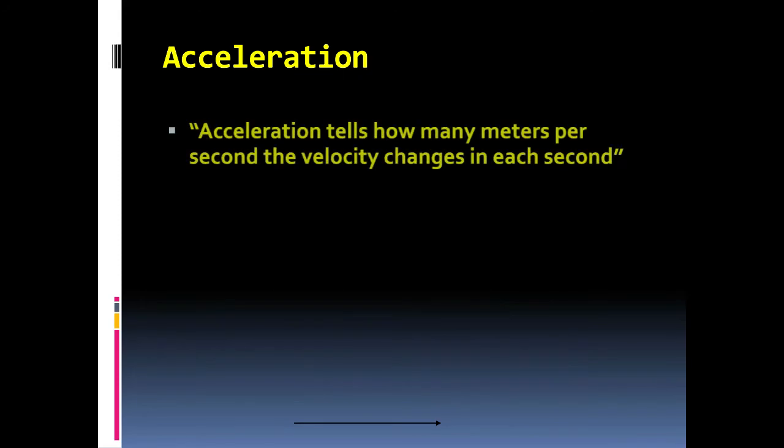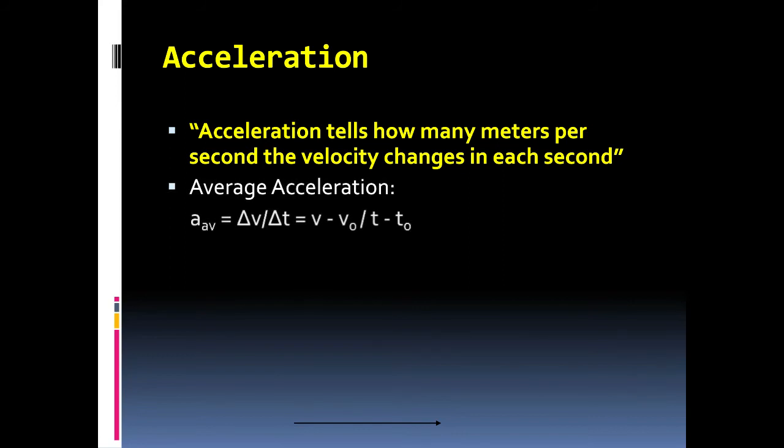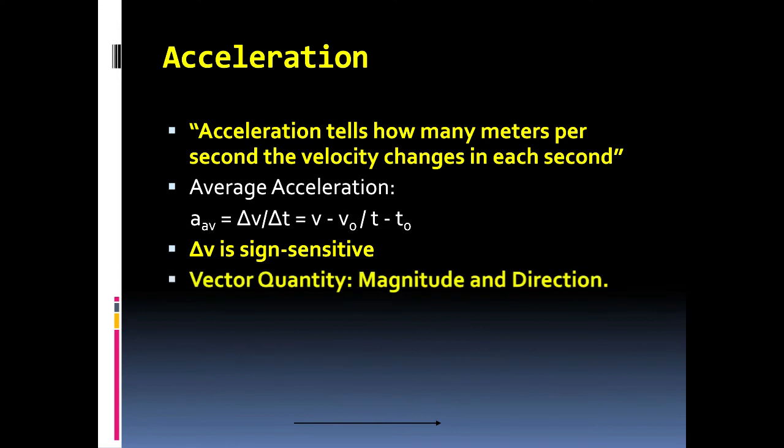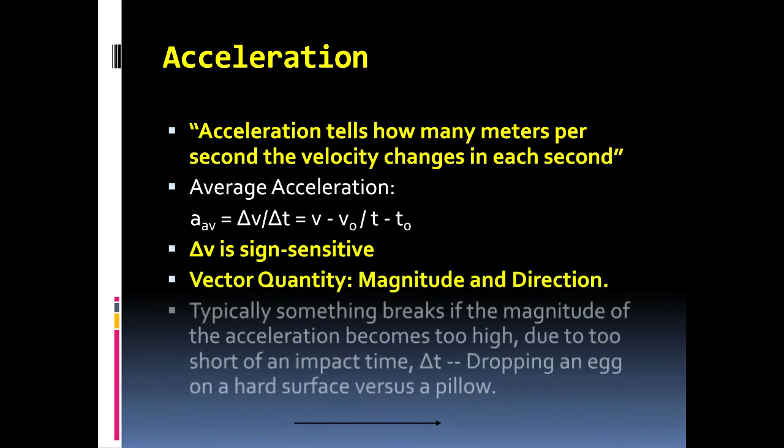Now, acceleration tells how many meters per second the velocity changes in each second. This is a very interesting concept. We do have average acceleration. It's the change in velocity over the change in time. You could write it all out as v minus v naught divided by t minus t naught. It is sign sensitive. It is a vector quantity. It has magnitude and direction.